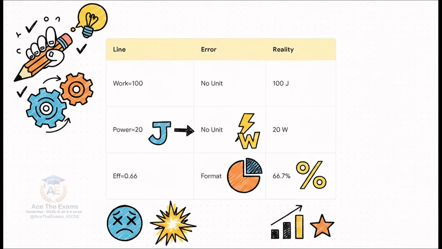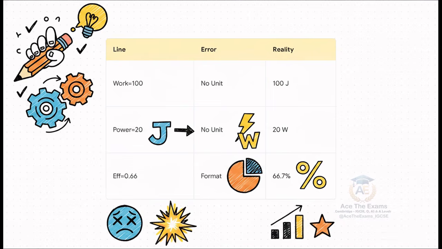Let's do a line-by-line breakdown of the destruction. Line 1. Work equals 100. The error? A severely missing unit. The mark scheme reality dictates you must state 100 J for joules. In the world of physics, without that J, 100 is totally meaningless. It could mean 100 apples. Line 2. Power equals 20. Again, a missing unit. You absolutely must state 20 W for watts.